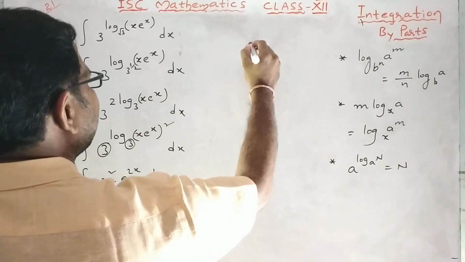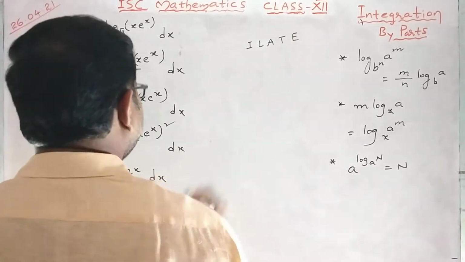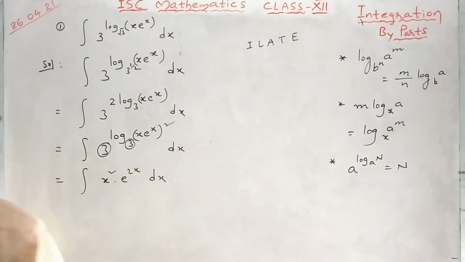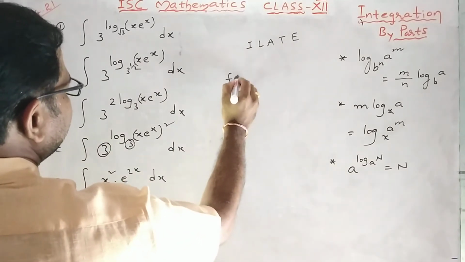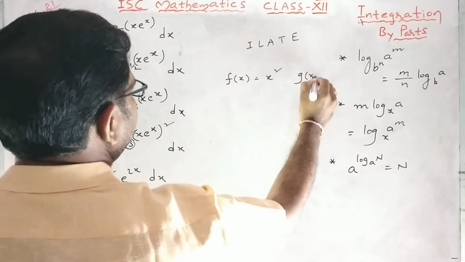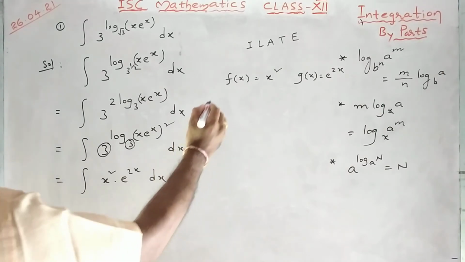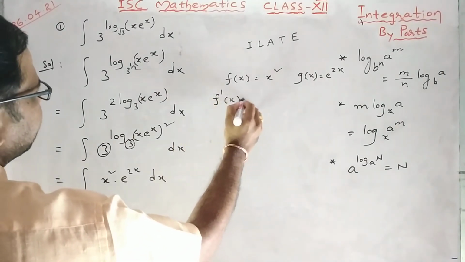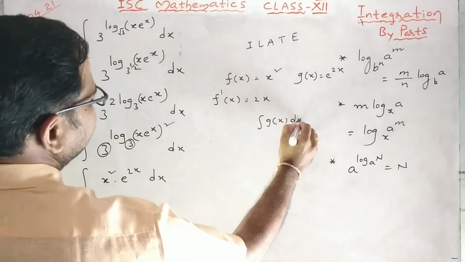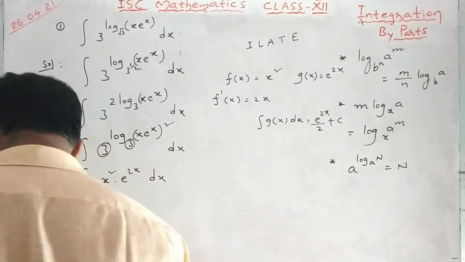So for that I can take ILATE, ILATE, ILATE. Here we have algebra and exponential, so we take algebra first. Let me take f of x equal to x square, g of x equal to e power 2x. Okay, so f dash x will be 2x. Integral g of x dx will be e power 2x by 2 plus c.